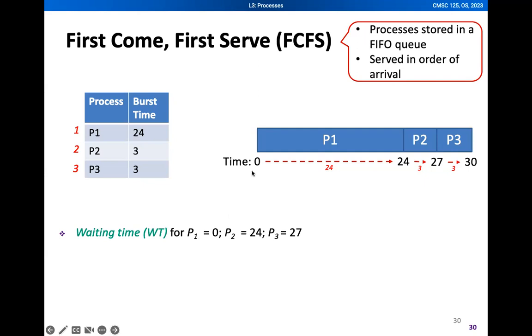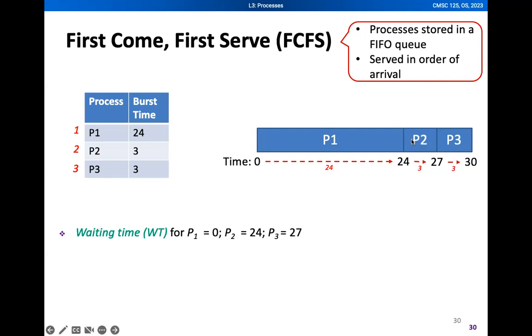Okay, so what would be the waiting time for each process? The waiting time for P1 is 0, since there are no other queued processes before it, and it arrived first, so it already got executed immediately. So its waiting time is 0.